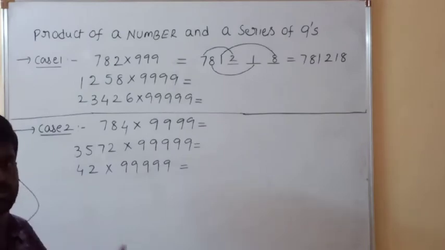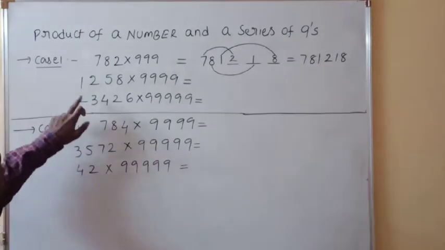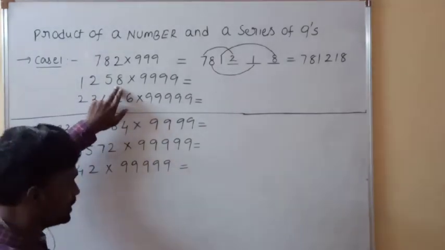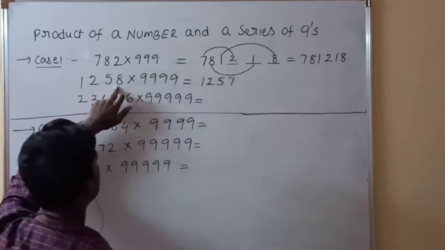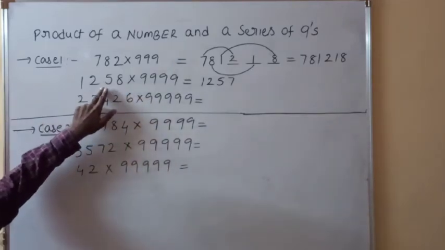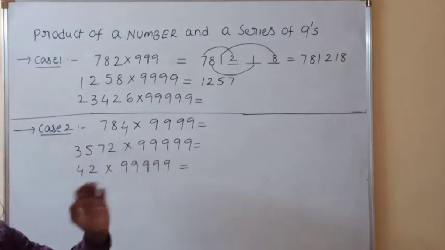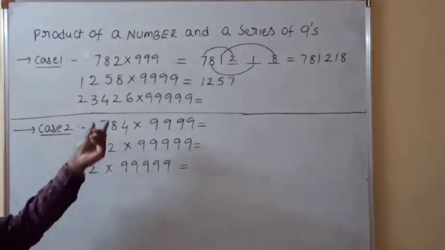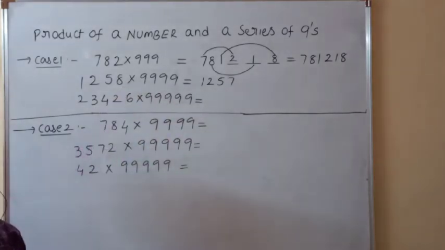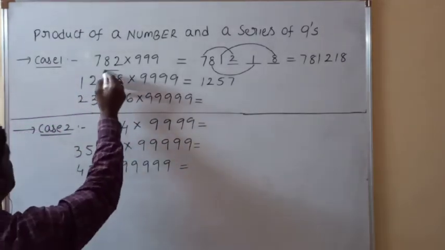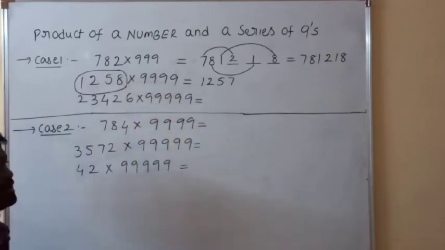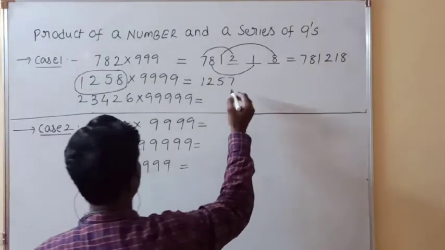Now here, 1258 into 9999. That is a 4-digit number into 4 nines. Same logic: 1258 minus 1 is 1257. We are multiplying a 4-digit number by 4 nines, so 4 plus 4 is 8. If you multiply these two numbers, you will get an 8-digit number. The first 4 digits are the given number minus 1. 1258 minus 1 is 1257. So what are the remaining 4 digits?